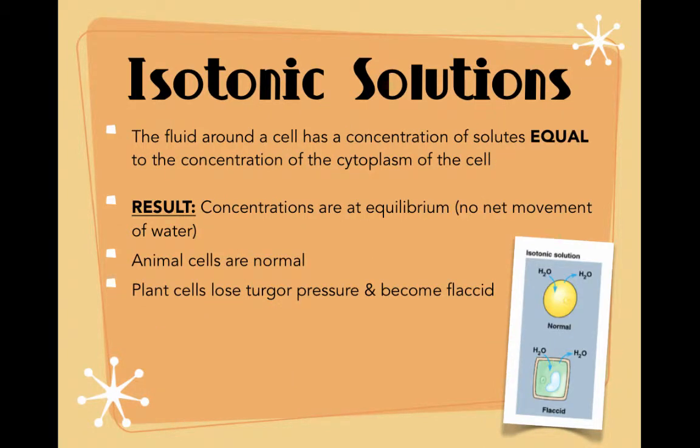Last up, we've got isotonic solutions. This is when the fluid around a cell has a concentration of solutes equal to the concentration of the cytoplasm of the cell. As a result, the concentrations are at an equilibrium and there's no net movement of water, so there isn't a surplus of water coming in or a surplus of water leaving the cell. Animal cells are normal, whereas plant cells will lose turgor pressure and become flaccid.